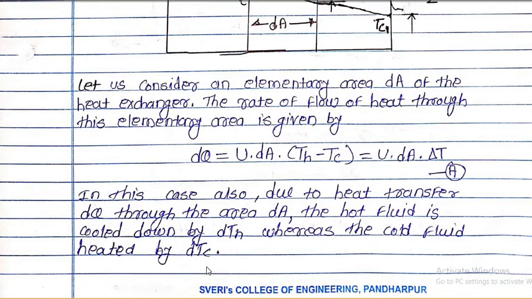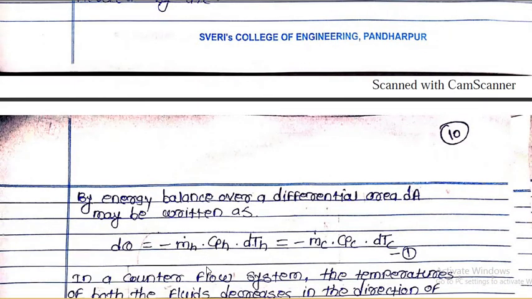Now, by the energy balance equation, the dQ amount of heat lost by the hot fluid is the heat gained by the cold fluid. That much amount of heat will be gained by the cold fluid. So dQ amount of heat will be lost by the hot fluid, and the same amount will be gained by the cold fluid. We can get that from this equation: minus m dot h multiplied by cph multiplied by dTh.